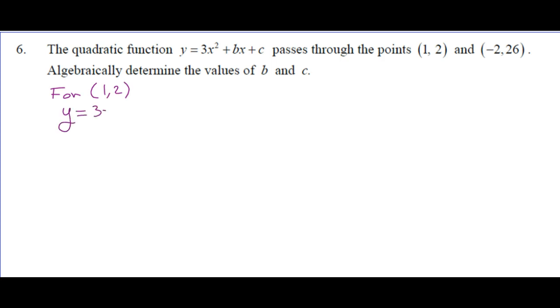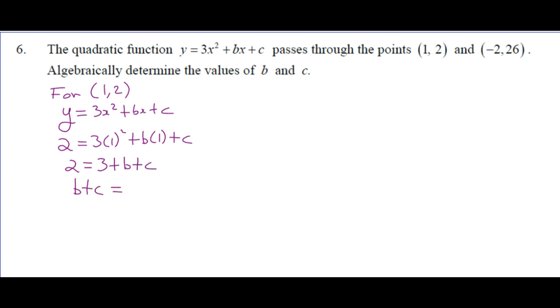let's take y equals 3x squared plus bx plus c, and put that in. So y is 2, and x is 1. Remember, this is the x, this is the y, and the y gets written here. So it's 2 is equal to 3 times 1 squared plus b plus c. So 2 is equal to 3 plus b plus c. So what's b plus c equal to? Negative 1.